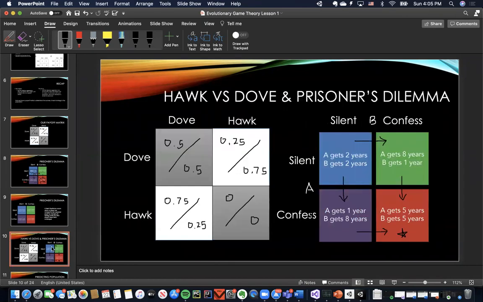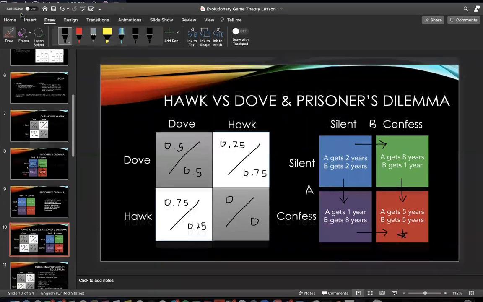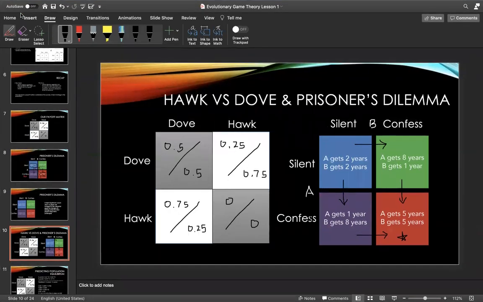Now, let's compare Hawk versus Dove and the Prisoner's Dilemma. We saw that I wrote arrows to show which strategies are better, and there's a star representing the Nash equilibrium. Does anyone want to comment on the difference between the two games in this case? Do the games look exactly the same to you, or does something look different in terms of strategies to employ?